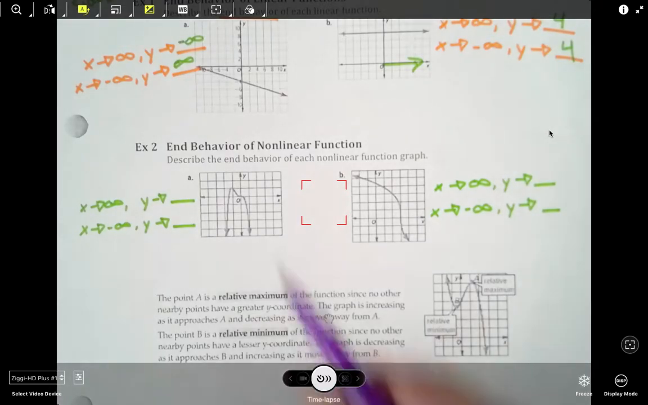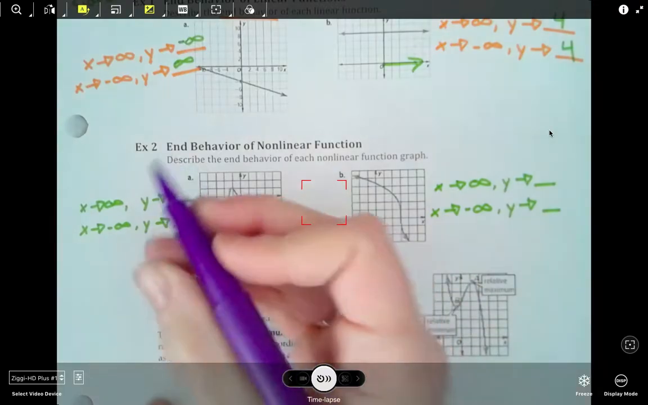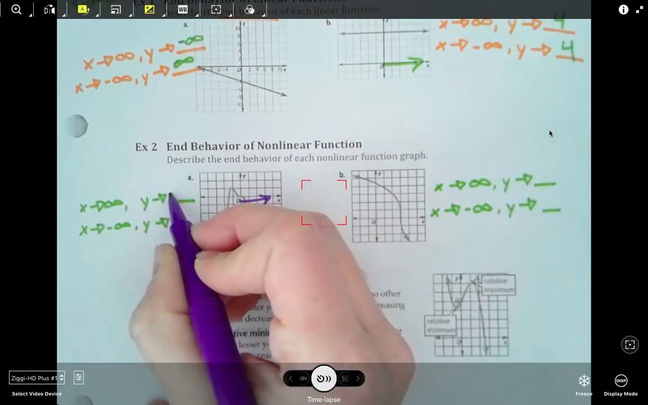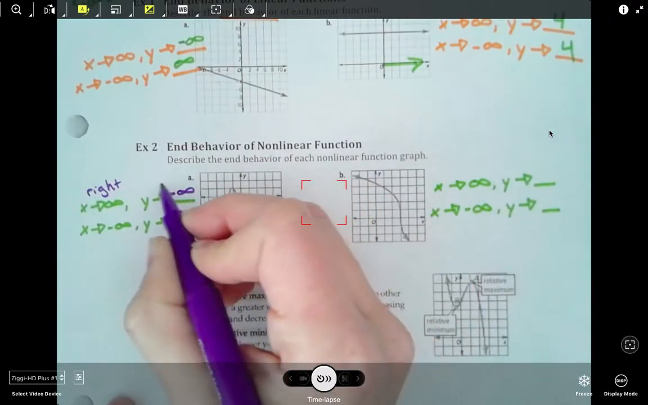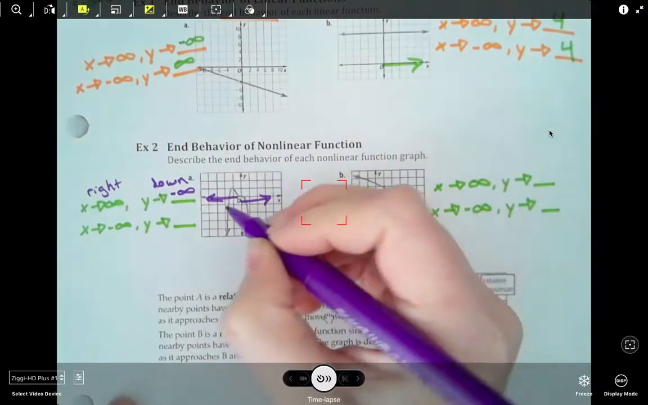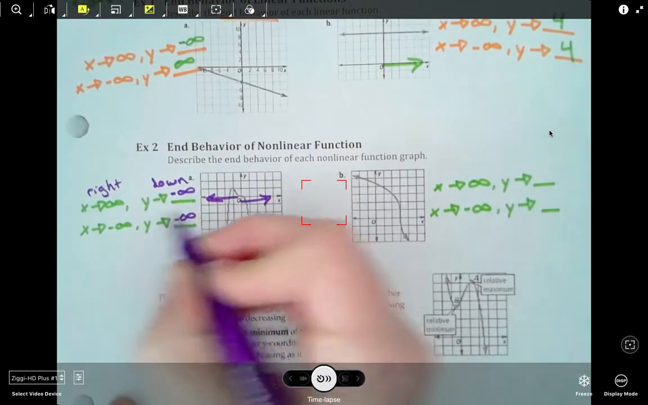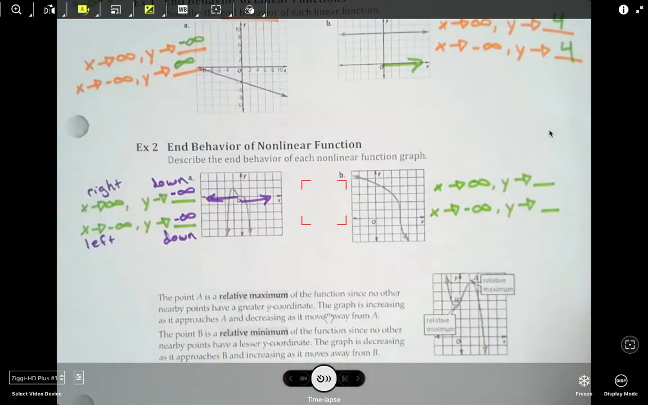All right. On this one, as my graph is going to the right, what's happening to it? It's going down, so the first slot should be negative infinity. This means right. This means down. As it's going this direction, it is going down also. So as it goes to the left, it's going down. That's basically what that notation means.